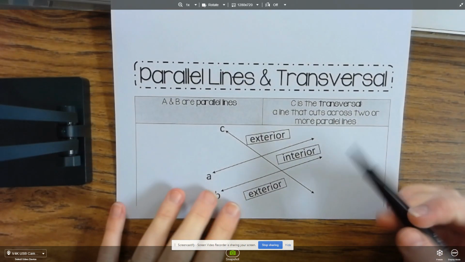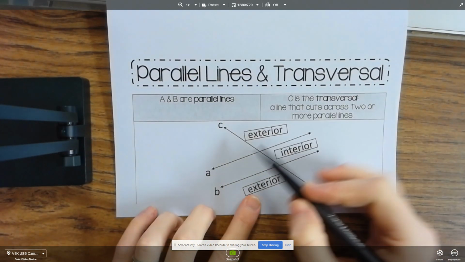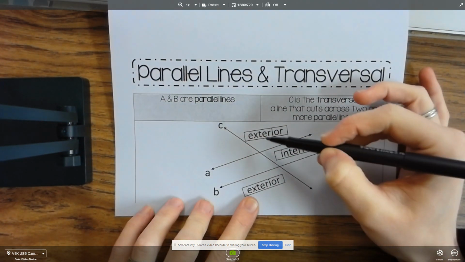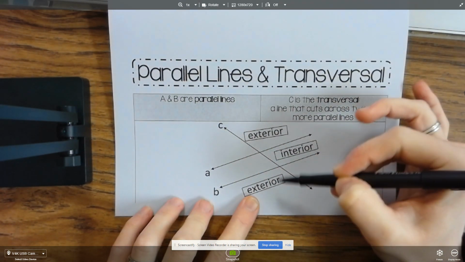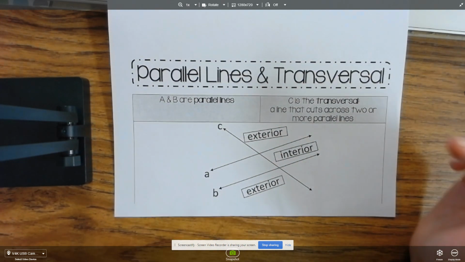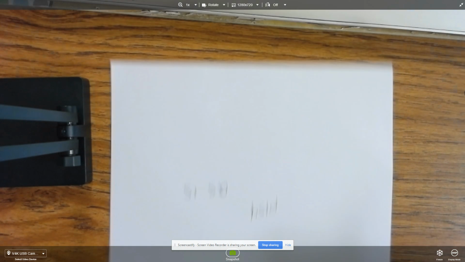This video is for parallel lines and transversals. So parallel lines A and B are my parallel lines, and then C is the transversal that cuts them. Anything that is outside those two parallel lines are exterior angles. Anything that's in between those two parallel lines are interior.